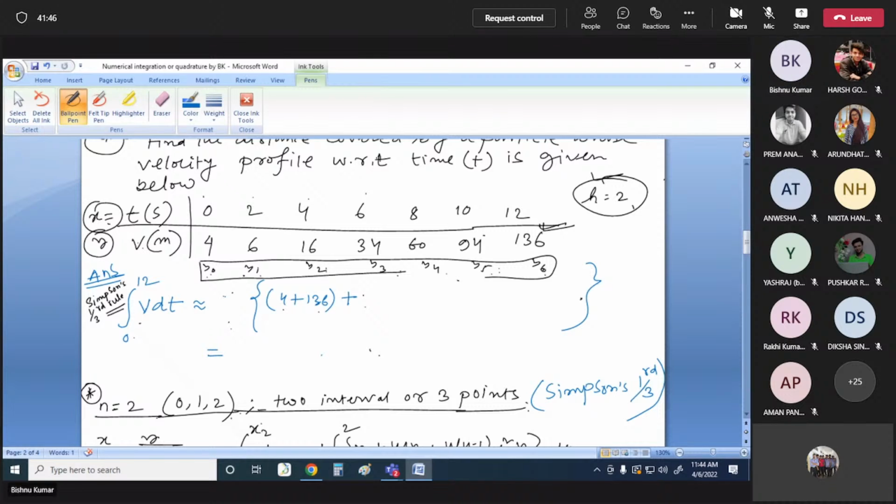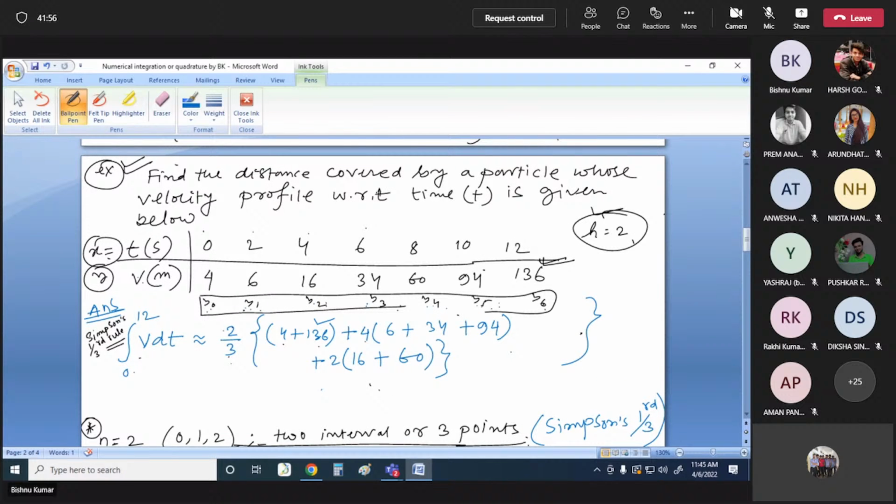What is that value? Tell me, what is that value? Quickly tell me.